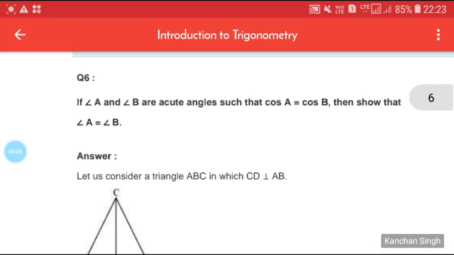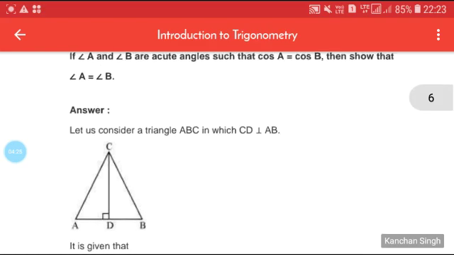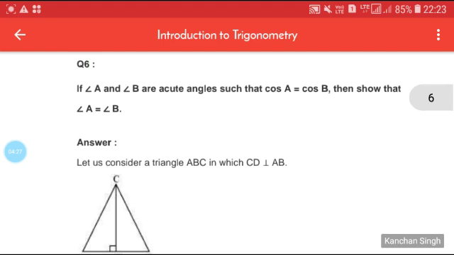Now see here, if angle A and angle B are acute angles such that cos A is equal to cos B, then show that angle A is equal to angle B. In this question you have to see very carefully. Here we are given angle A and angle B are acute angles and cos A is equal to cos B. Then we have to prove angle A is equal to angle B.